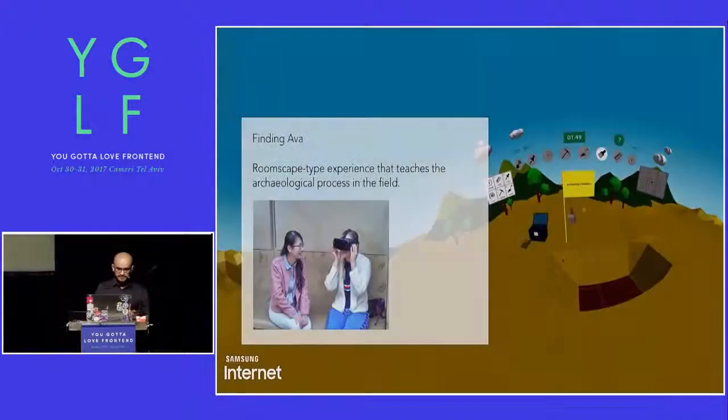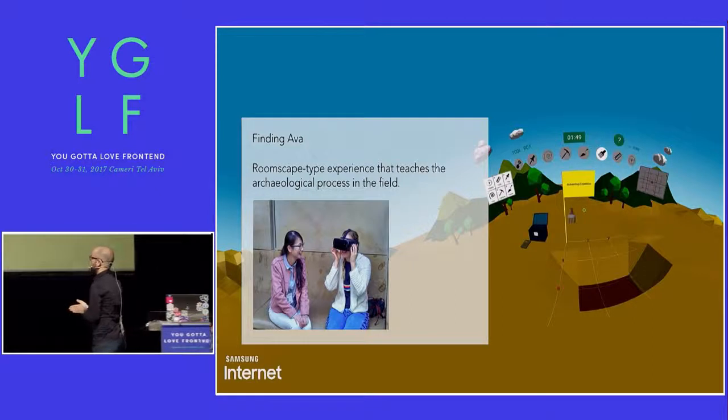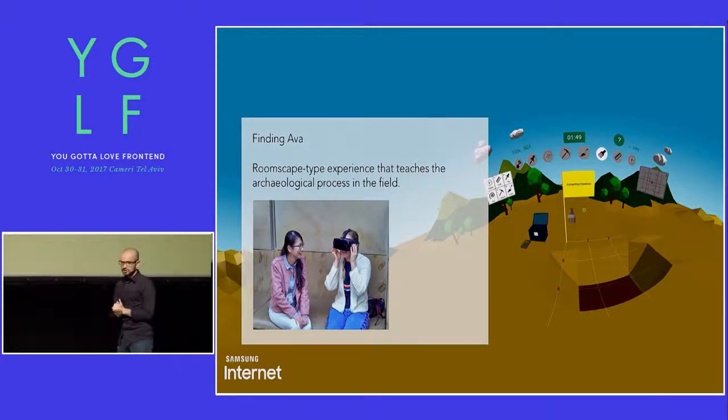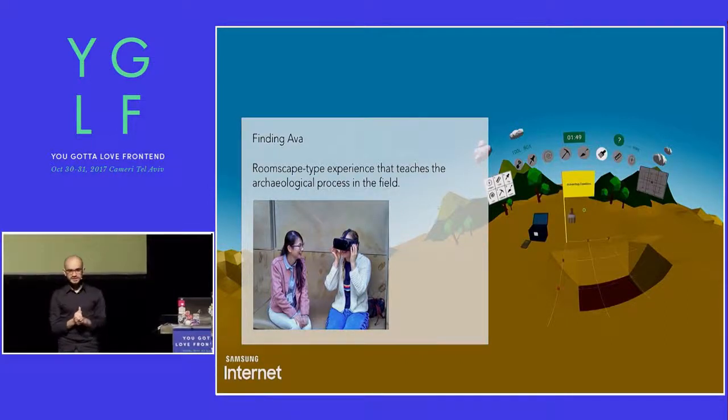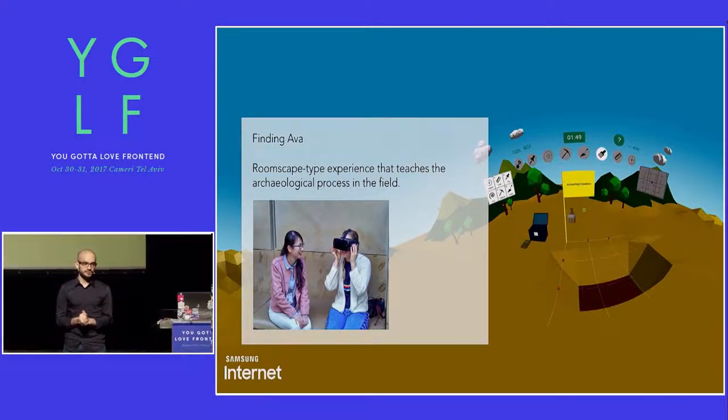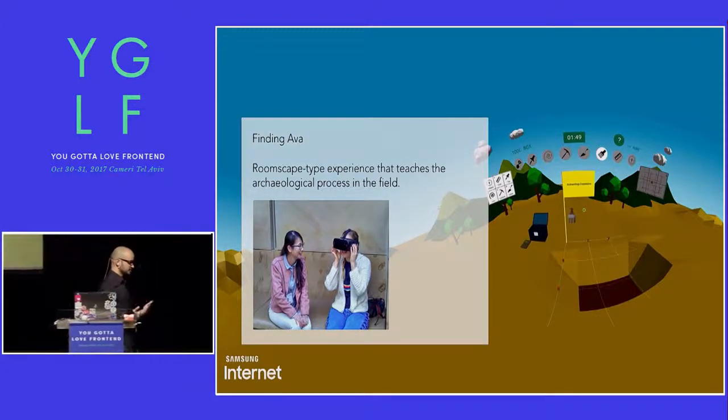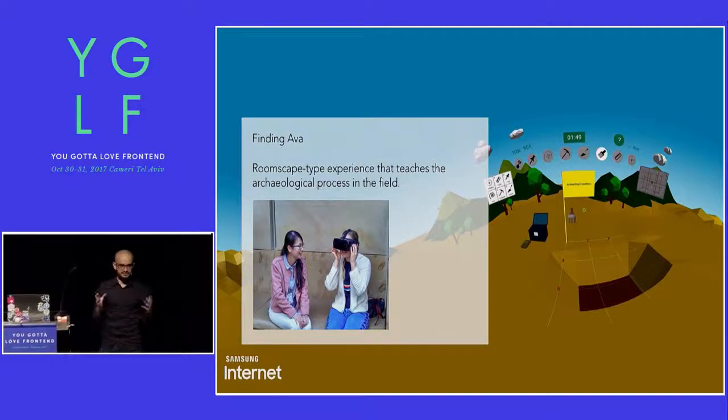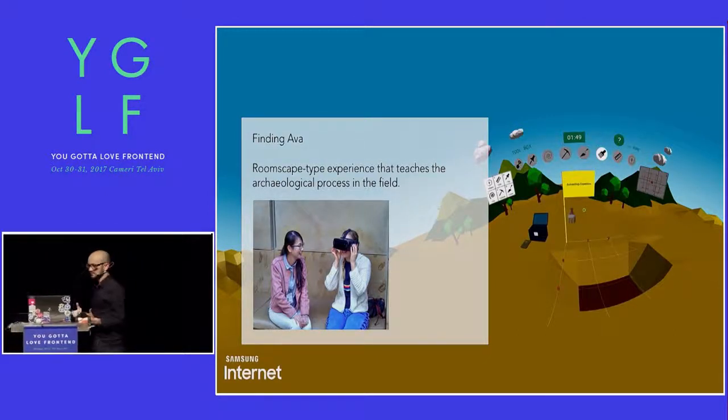This is another experience that came from the same approach that we did with the University of Edinburgh. Finding Ava, which is a RoomScale-type experience that teaches us the archaeological process in the field. In the picture, we can see the developer, a non-technical user in the end, and she created this experience by herself with A-Frame. So again, it really shocks me how much we can do when we get this type of technology into the hands of users.